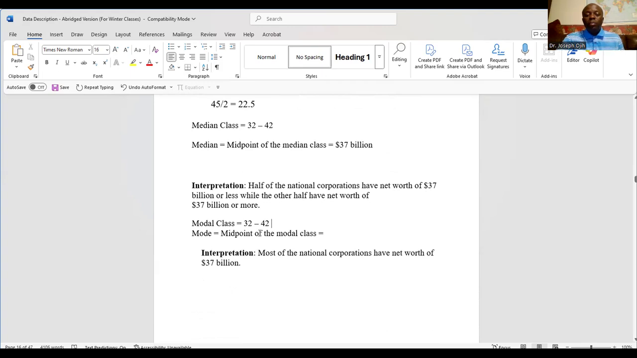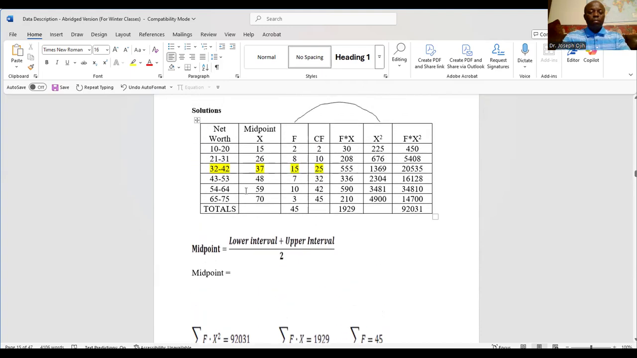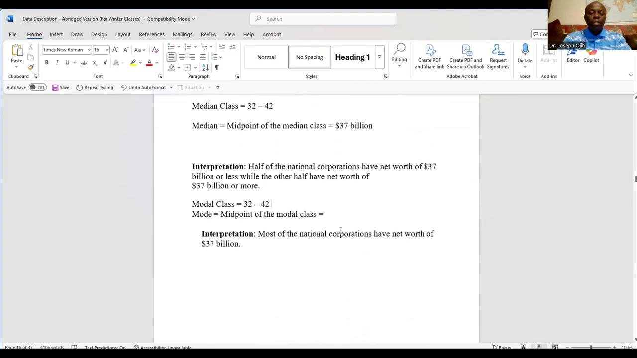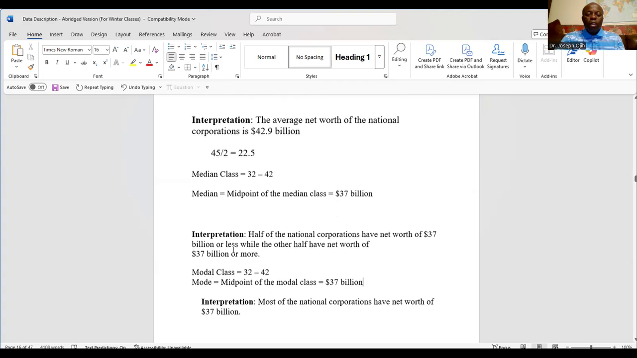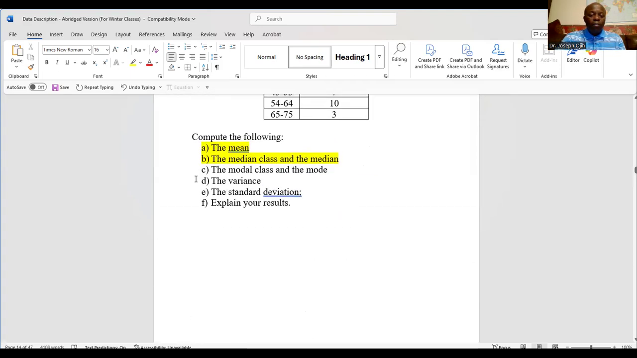So the mode is the midpoint of that modal class. This is the modal class, and this is the midpoint, which is 37 again. So 37 billion is the mode. Which means that most of the national corporations have a net worth of 37 billion. So we got the mode taken care of.